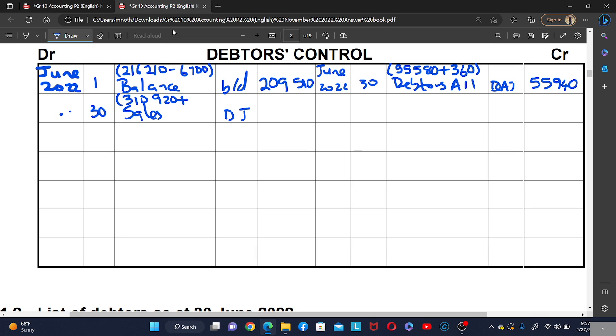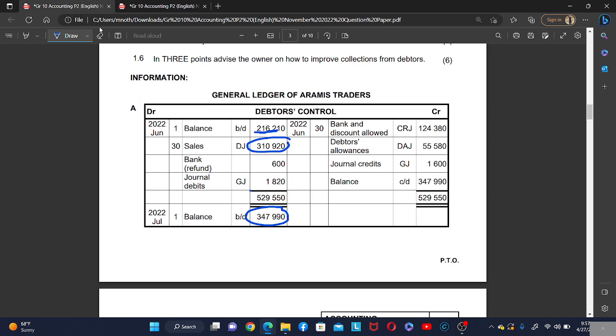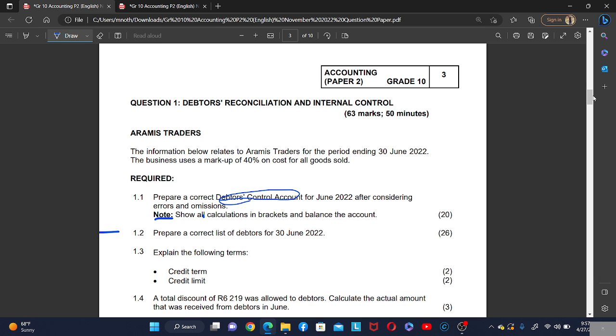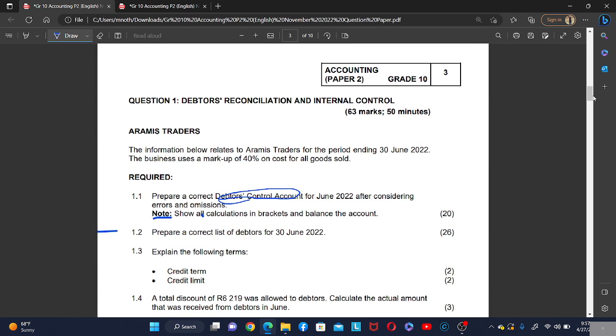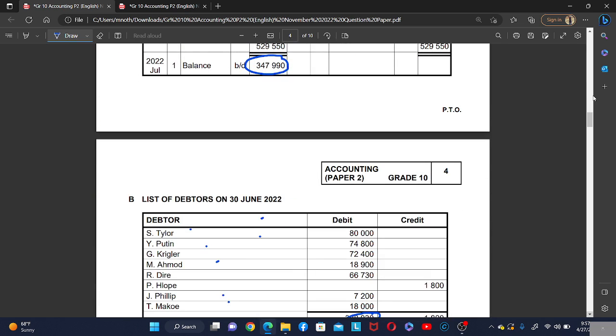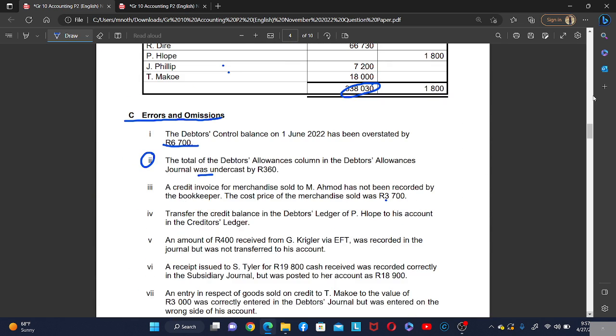Then we take the amount that is given. Now we need to add the money that was not recorded. But they gave us a cost price. So now how do we find the selling price? They said the business uses a markup of 40%. Okay, so let's go and see. The business uses a markup of 40%.